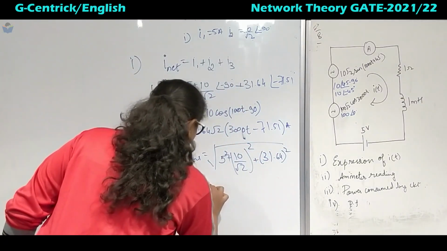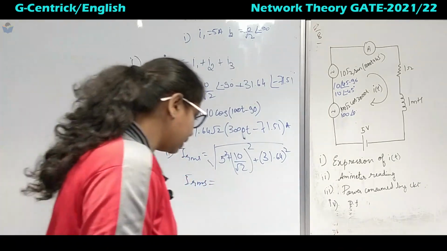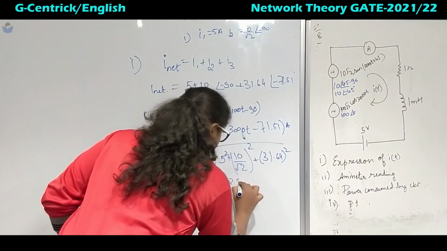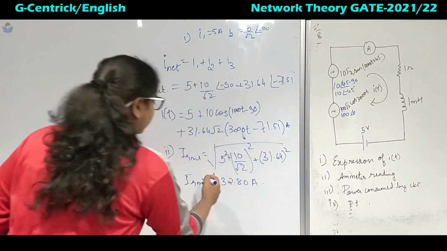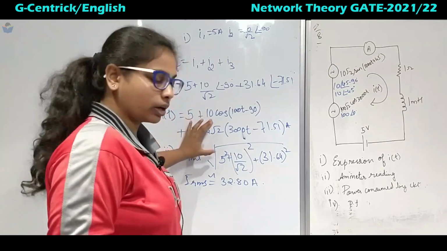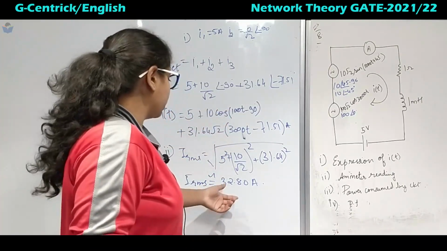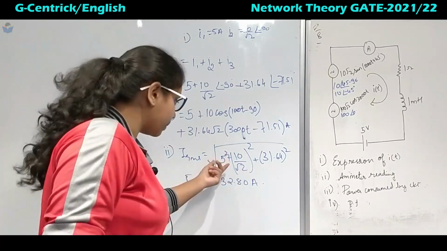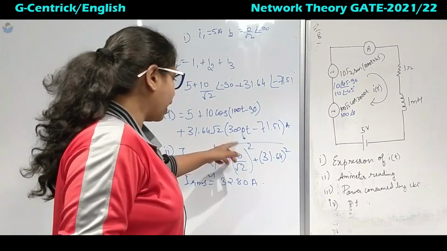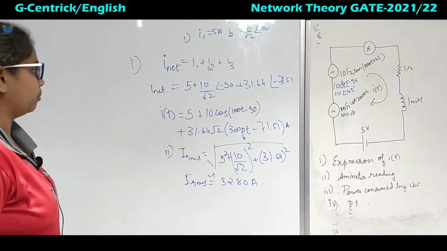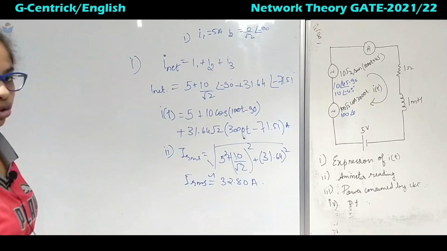So for the answer of this one, you will get 32.80 amperes. This is an approximate value for the IRMS. Just know the way how you can calculate this. We take all the amplitudes and divide them by root 2, except for the DC value, and we square each of the terms. So we will get the IRMS. This solves our second question.